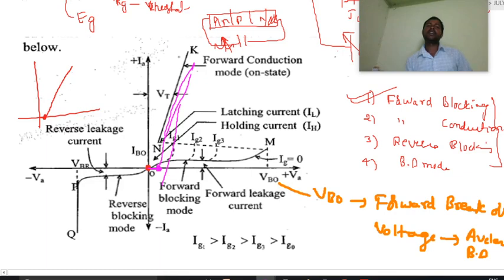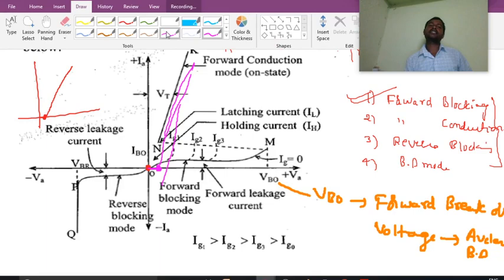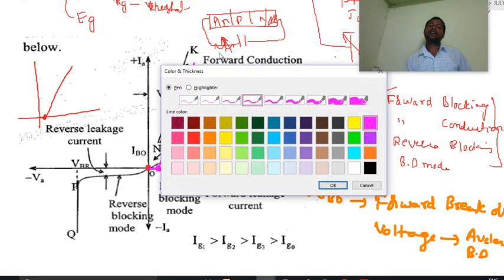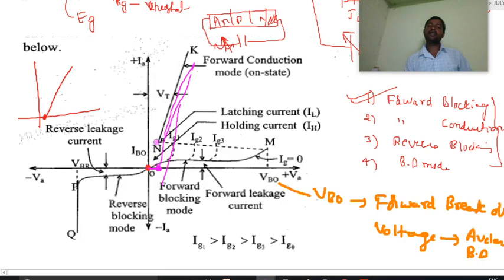In a similar way, look at this: after avalanche breakdown, the SCR characteristics are also approximately linear. This characteristic is similar to the diode characteristics, both are similar. But the thing is, the SCR is a controlled one.